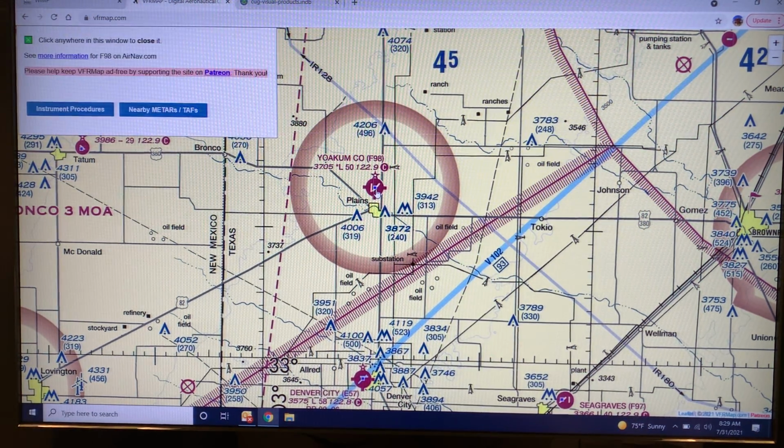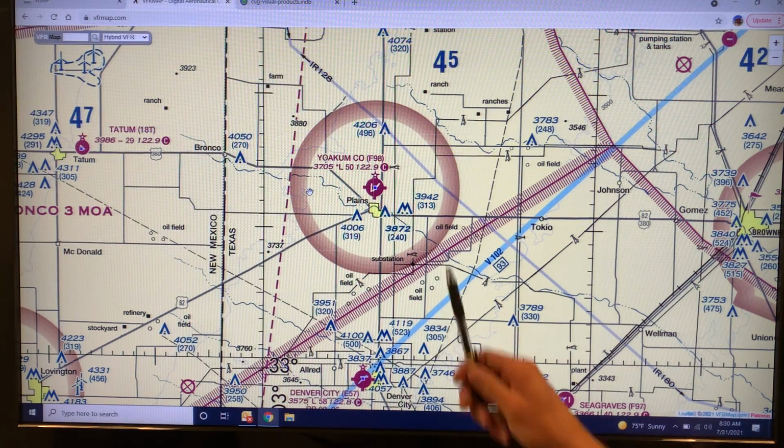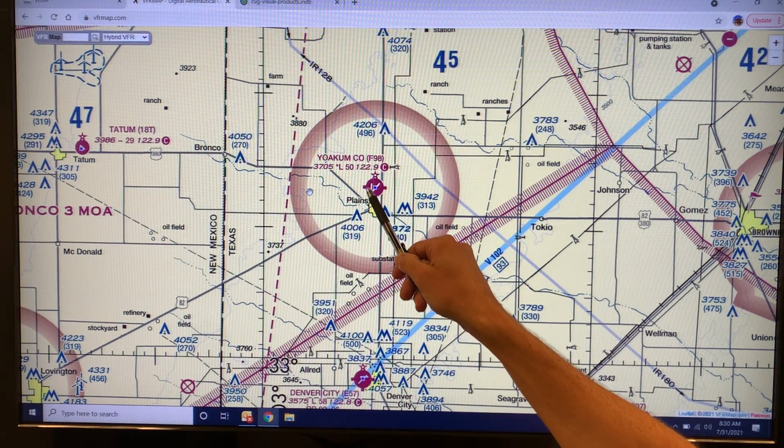If you click on here, there we go. We get the chart supplement, and it talks about fuel. So here's your service. Fuel, 100 low lead. Lighting is dusk to dawn, and it tells what kind of runway light you have. You can look this up somewhere else. So runway 3 and 21 have medium intensity runway lighting. Anyway, and so on. So airport remarks: attended irregularly. Fuel available 24 hours, self-serve. That's really important to know if you need fuel. But that's what that means. The little arms outside of here indicate fuel.